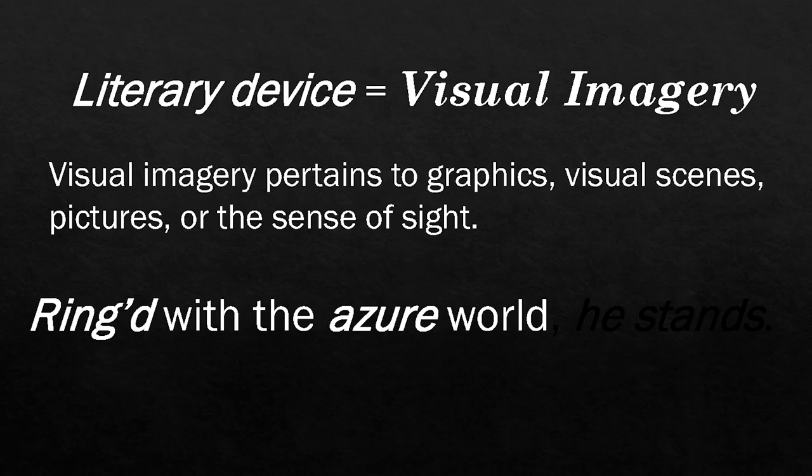Visual imagery is when the poet or the writer invokes a series of imagery which creates a scenery in the mind of the reader. So in this case, "Ringed with the azure world" is a very powerful visual imagery, which is also another literary device.